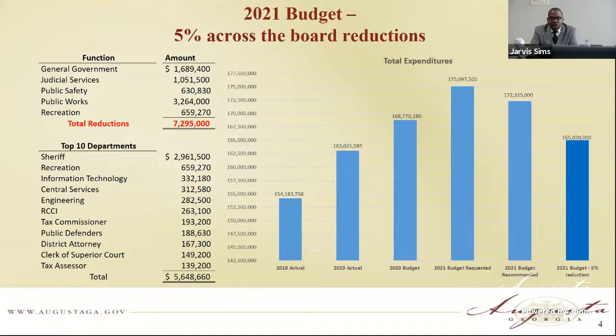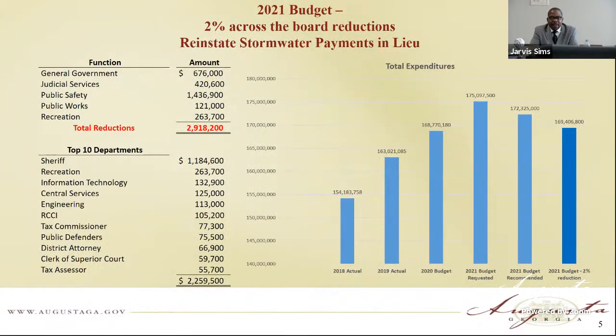Okay. So we took it upon ourselves to look at what a 2% across the board cut would look like for our organization. If you go to the next slide, a 2% across the board cut would be $2.9 million in total reduction. It still would have an impact on our organization. Again, most of our budgets consist of personnel, so it would still mean a reduction in the workforce.